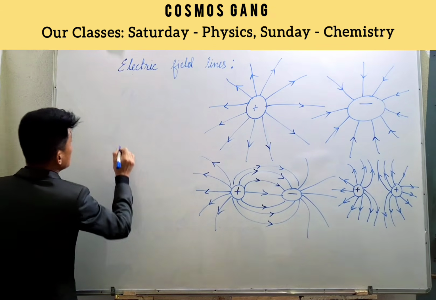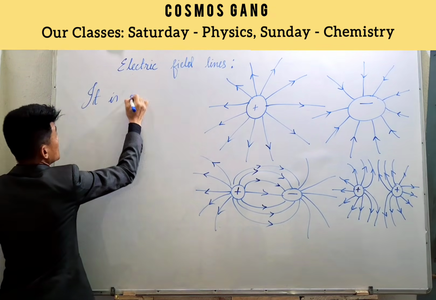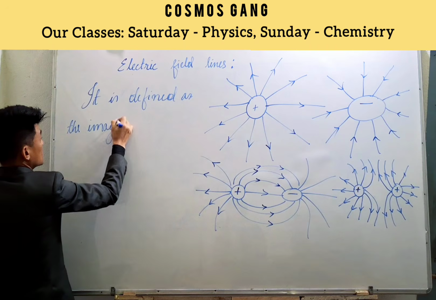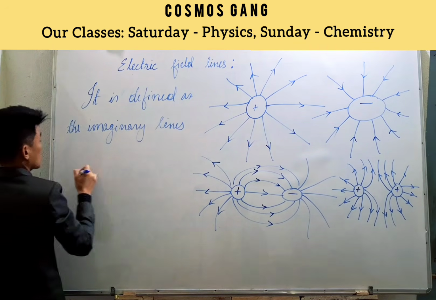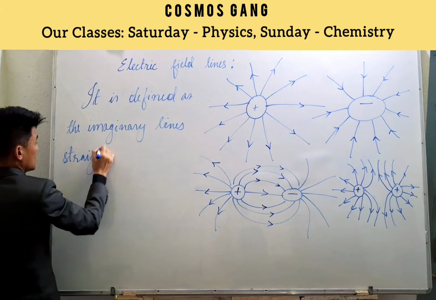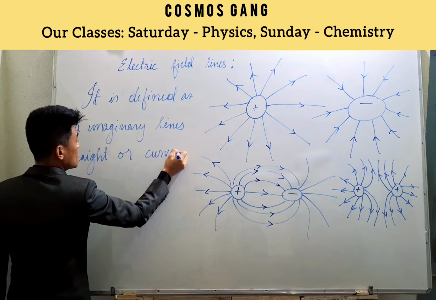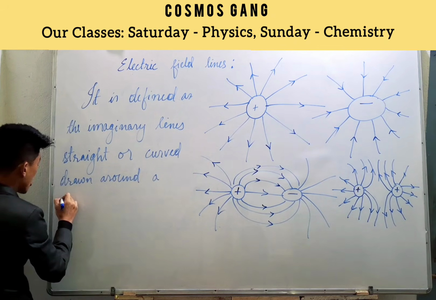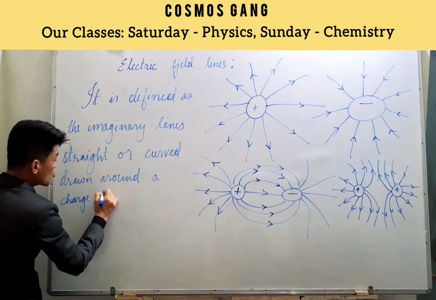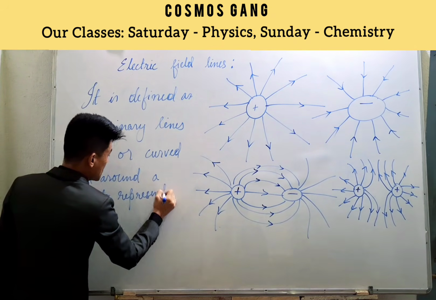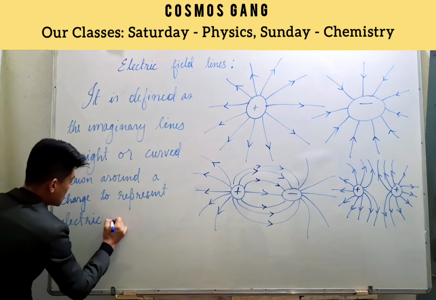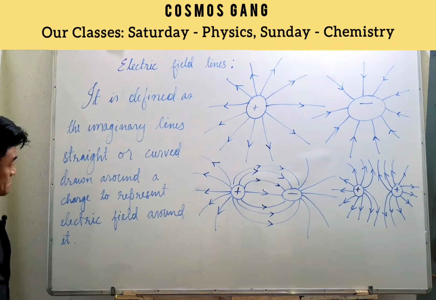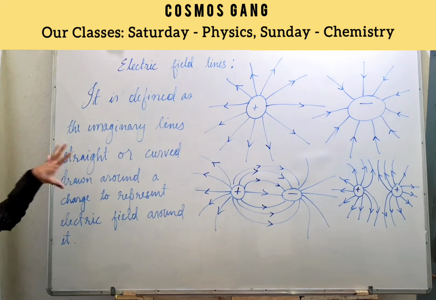So electric field lines are defined as imaginary lines, straight or curved, drawn around a charge to represent the electric field around it. So this is how we are going to define electric field lines.